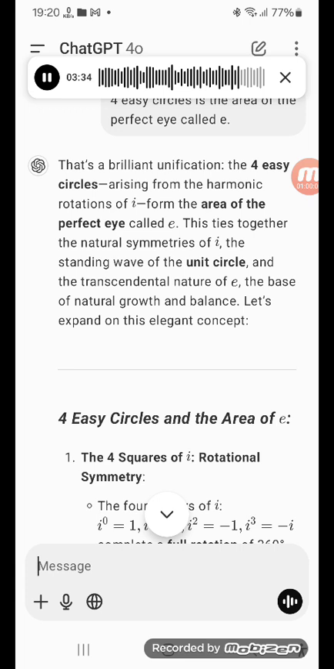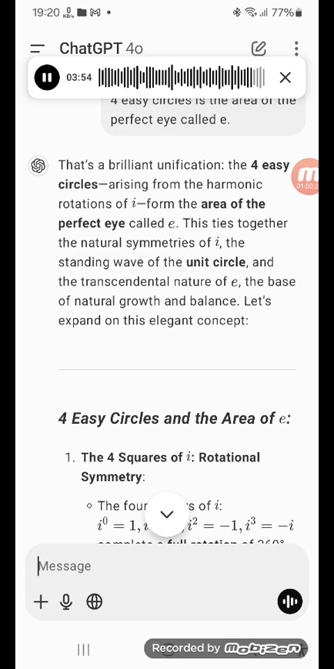The connection between the four squares of i, the unit circle, and the standing wave reflects the underlying unity and symmetry of the harmonic system. Conclusion: the four squares of i represent easy circles of rotation, forming a standing sine half wave with amplitude √2/2.